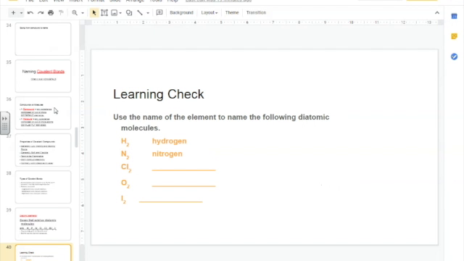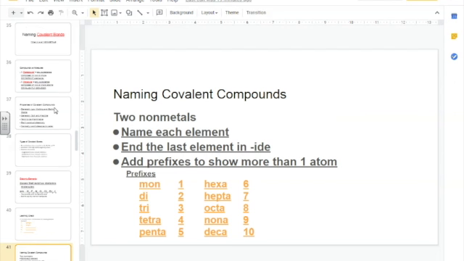Now, how to name those? They're literally just their element name. So H2 would be hydrogen, N2 would be nitrogen, Cl2 is chlorine, O2 is oxygen, I2 is iodine. So you don't change anything about the name if it is a diatomic element.